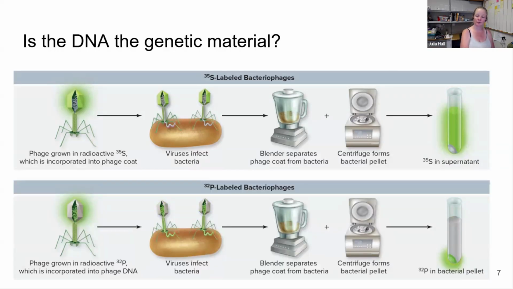Hershey and Chase also labeled viral DNA with radioactive phosphorus, an element that's found in DNA, but not in proteins. And again, viruses were allowed to infect bacteria. This time, the phosphorus label, which marked DNA, was discovered in the bacterial cells in the pellet at the bottom of the tube. The results of the Hershey and Chase experiment provided strong evidence that DNA, not protein, is the genetic material. But how can a relatively simple molecule hold all of the information to build a body?